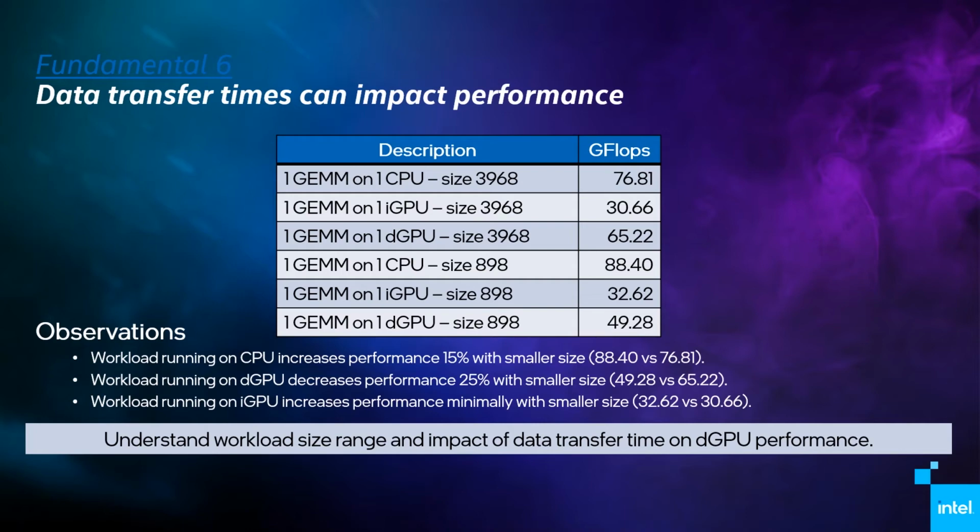So the fundamental is understand the workload size range and the impact of data transfer time on your discrete GPU performance. So the discrete GPU can have good compute performance, but you need to factor in getting the memory over to the discrete GPU. And is there enough work there that the relative better performance of the discrete GPU will overcome the cost of transferring the memory?